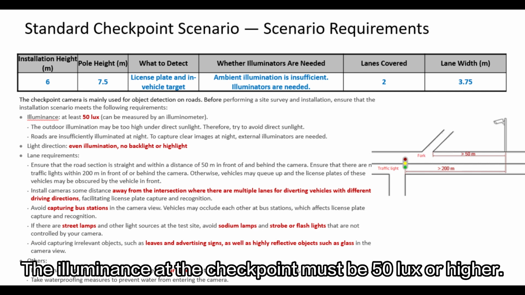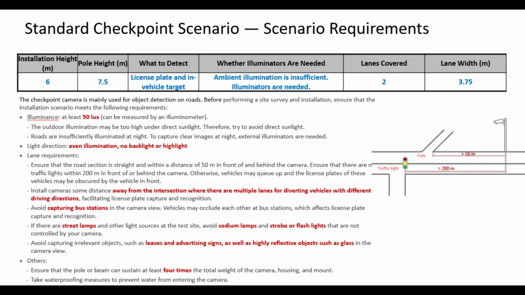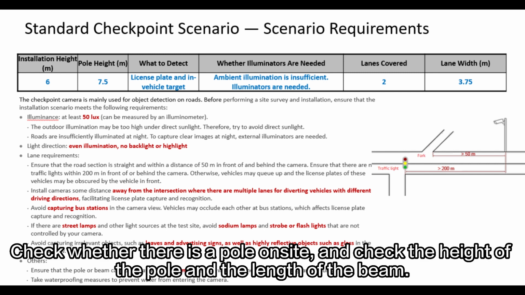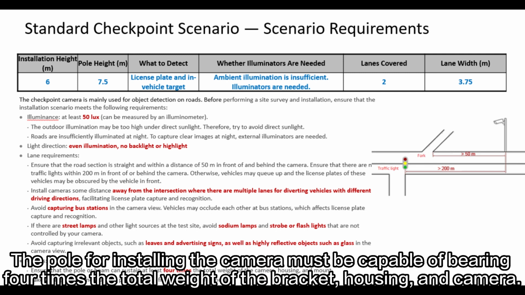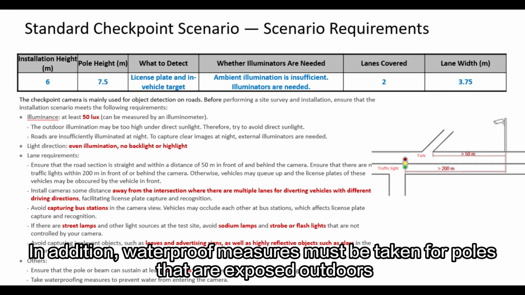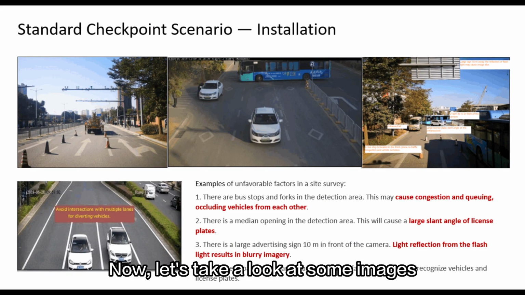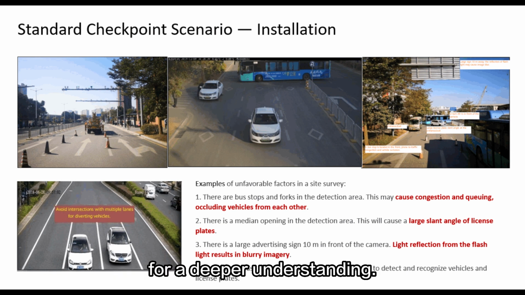The illuminance at the checkpoint must be 50 lux or higher. You can connect external illuminators to the camera for light compensation if the scenario is dim. Check whether there is a pole on site. And check the height of the pole and the length of the beam. The pole for installing the camera must be capable of bearing 4 times the total weight of the bracket, housing, and camera. In addition, waterproof measures must be taken for poles that are exposed outdoors to prevent wear and tear caused by liquid penetration. Now, let's take a look at some images for a deeper understanding.